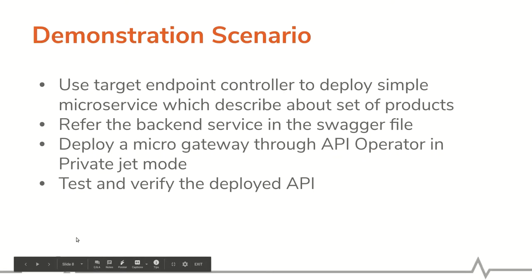I'm going to show a demonstration scenario. I used Target Endpoint Controller to deploy a simple microservice which describes a set of products, and I will refer to this backend service in the Swagger file. I will use our API Operator to deploy a micro gateway in private jet mode. And I will finally test and verify the backend service with the API management capabilities offered through our API Operator.